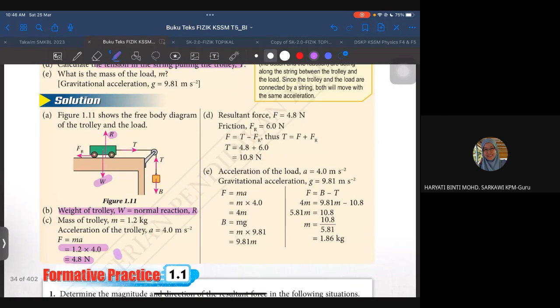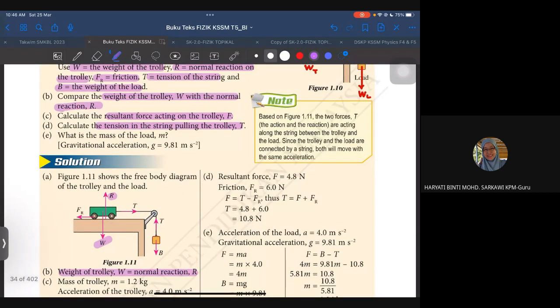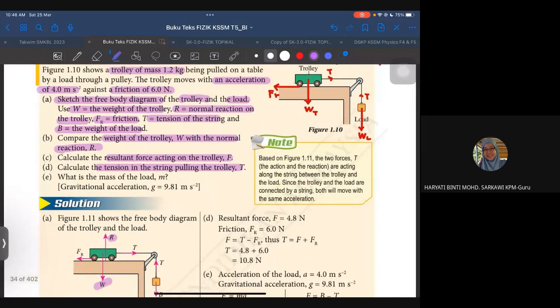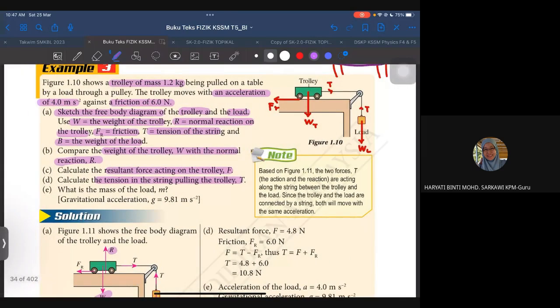And this one already, right? Already, the resultant force already determined just now. D now is to calculate the tension in the string. How to determine tension in the string?